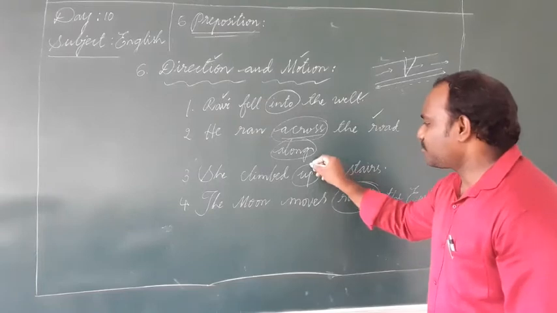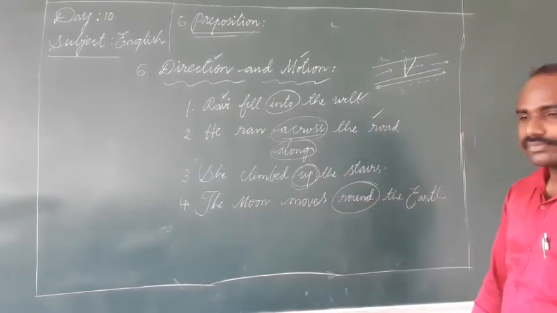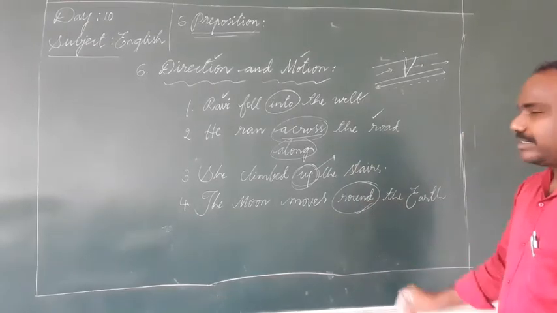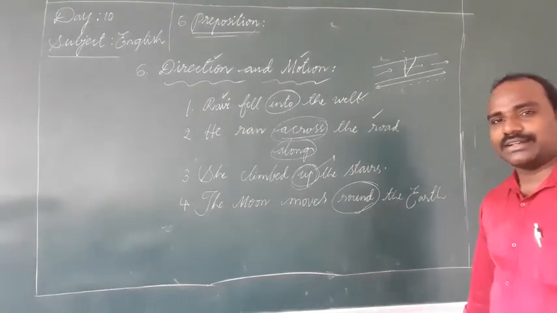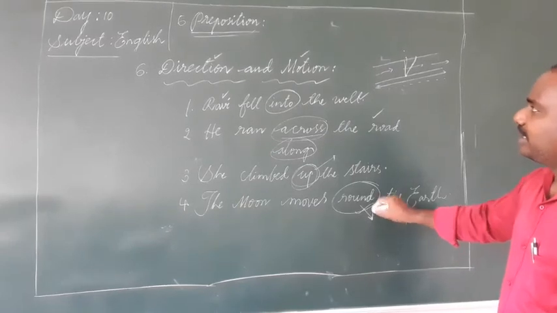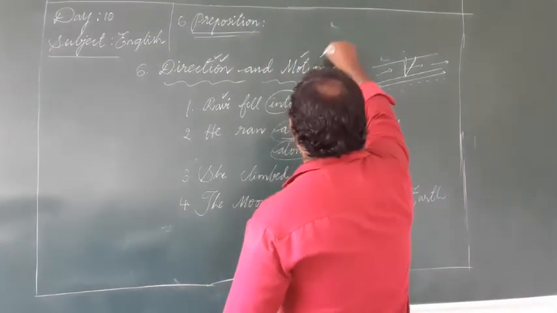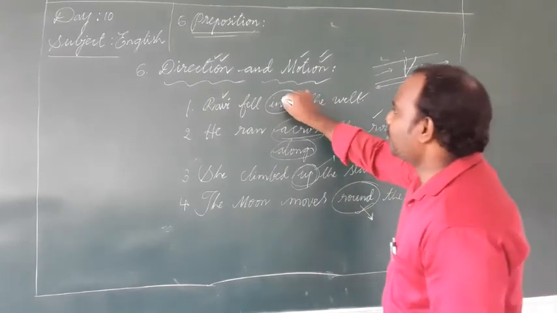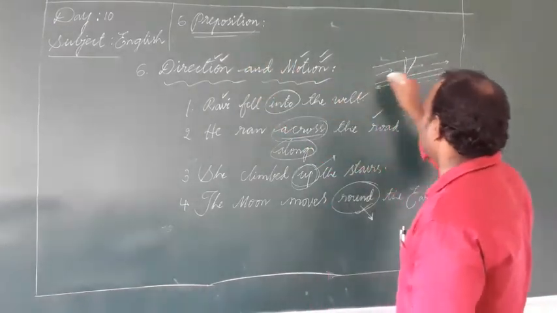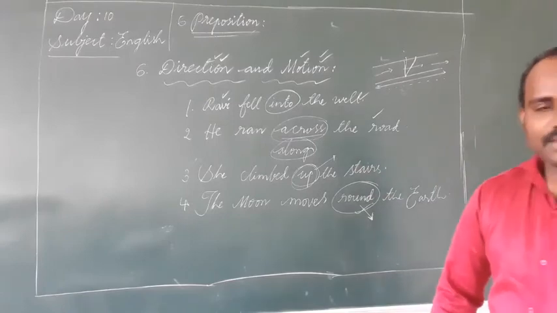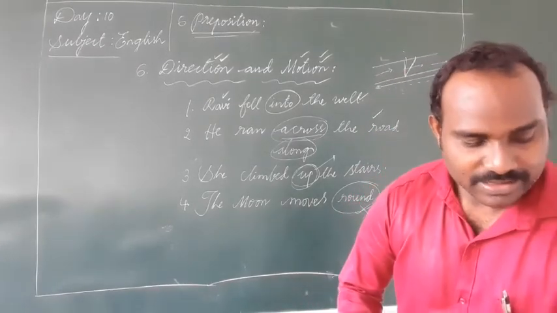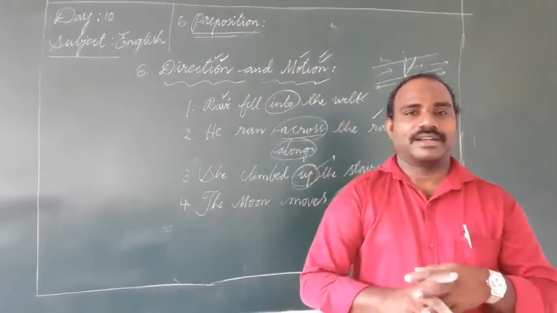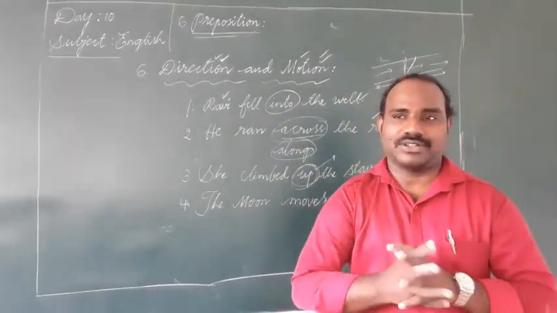She climbed up the tree, up. Of course, the moon moves around the sun, rotating around the sun. This shows the direction or the motion. Motion, movement. And this also shows direction. So these are some important types of preposition which show different kinds of relations.